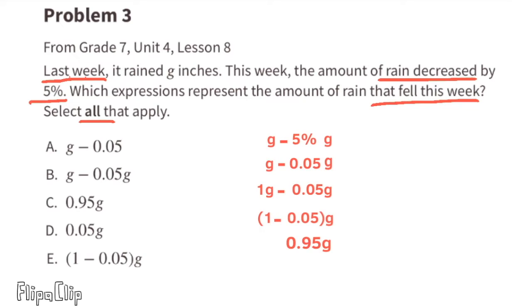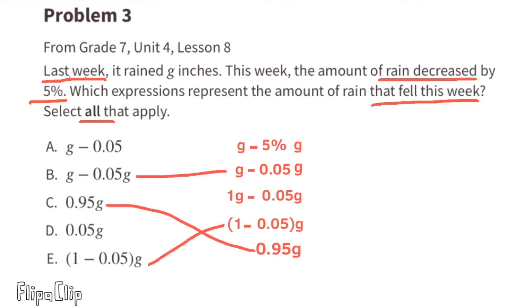That means that we need to subtract 5% of G from G, the amount of rain that we had last week. 5% can also be written as 0.05, so we can subtract 0.05 of G, which is the same as times G. 1G minus 0.05G equals 0.95G. So we can select any of the expressions A through E that represent any of the expressions that I've written on the right. B, C, and E.